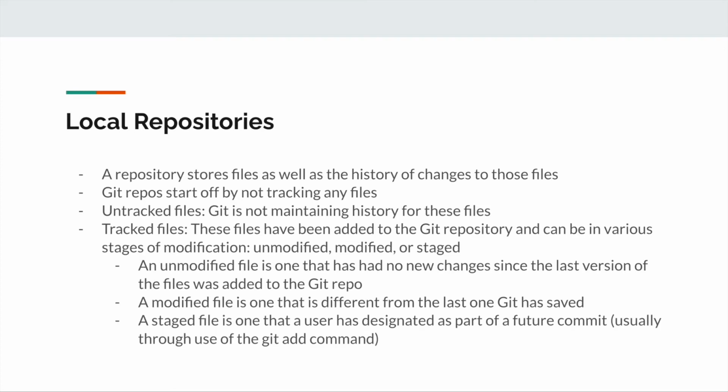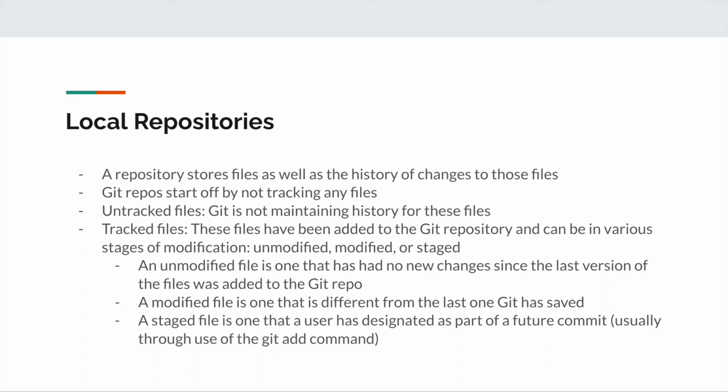And then moving on to local repositories. A repository stores files as well as the history of changes to those files. Git repos tend to start off by not tracking any files, so that means that Git isn't maintaining a history of those files. And then tracked files means that these files have been added to the Git repository and can be in various stages of modification. So unmodified, modified, or staged.